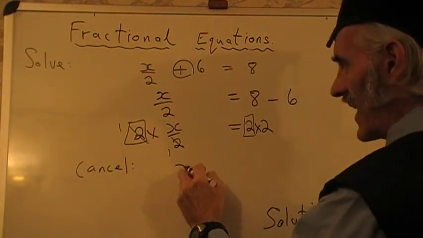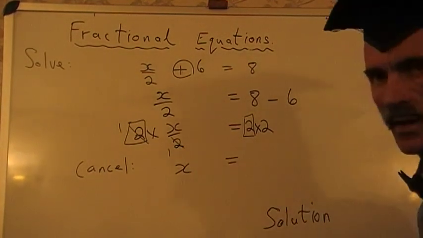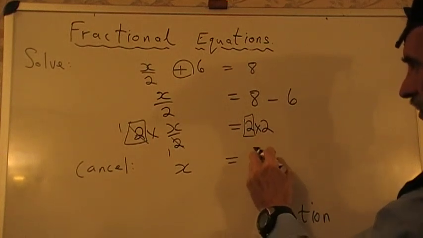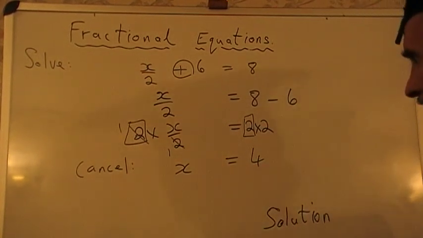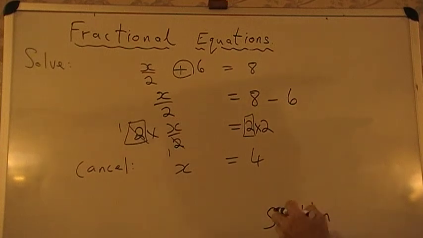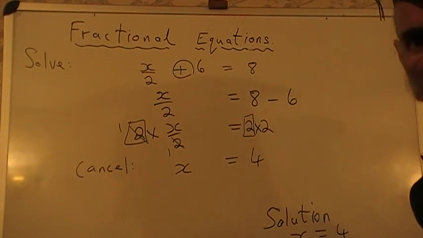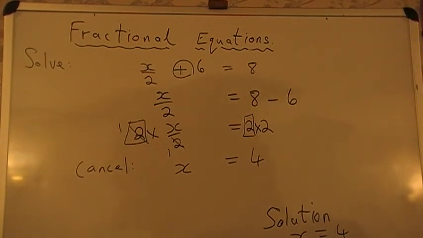I'm left now with x on the left hand side of the equation and 2 times 2, which is 4, on the right hand side. So my solution is x equal to 4. And what we say is that x satisfies the equation. The solution x equal to 4 satisfies the equation.